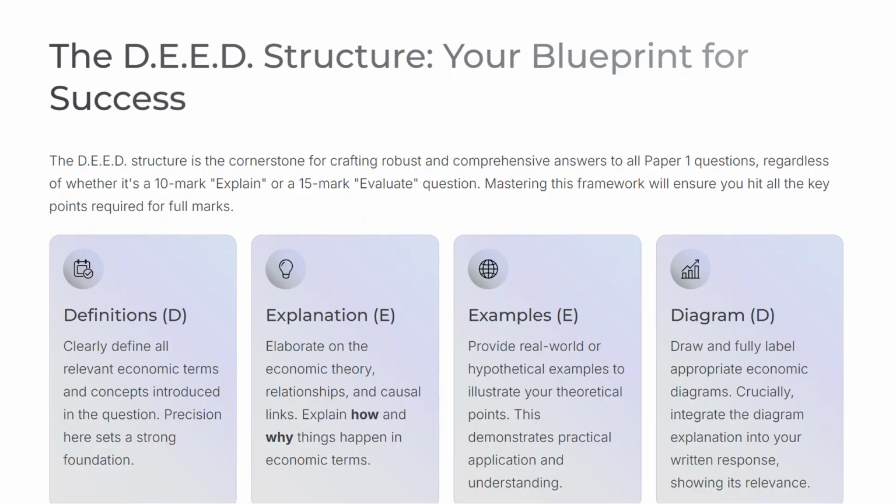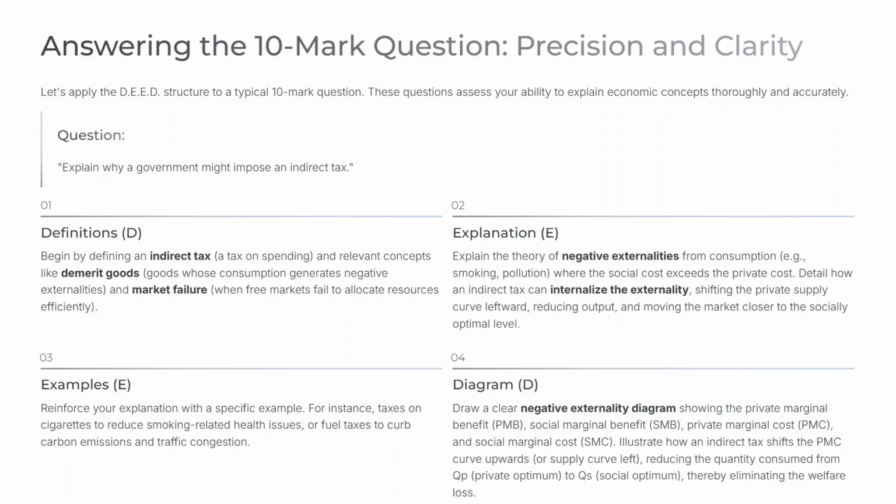D for definitions. Clearly define all relevant economic terms and concepts introduced in the question. Precision here sets a strong foundation. E for explanation. Elaborate on the economic theory, relationships, and causal links. Explain how and why things happen in economic terms. E for examples. Provide real-world or hypothetical examples to illustrate your theoretical points. This demonstrates practical application and understanding.